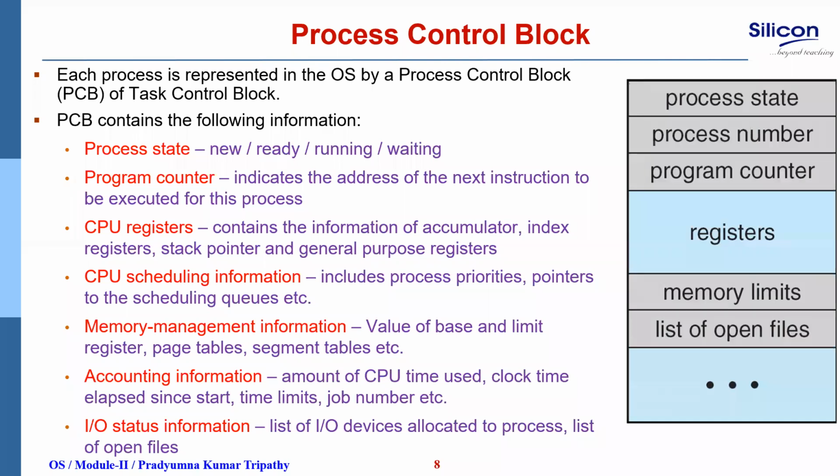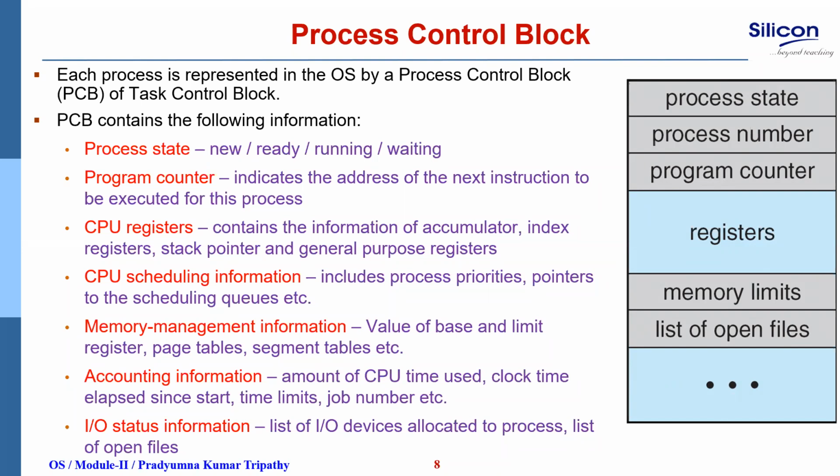It also keeps the CPU scheduling information. It includes the process priority and pointers to the scheduling queues. It keeps track of which process has what priority, and which scheduling can be used. For that, the necessary information can be kept. Those are called the CPU scheduling information. CPU scheduling means there might be multiple processes, and one of them has to be selected. Which one will be selected depends on some criteria. That information may be kept here.